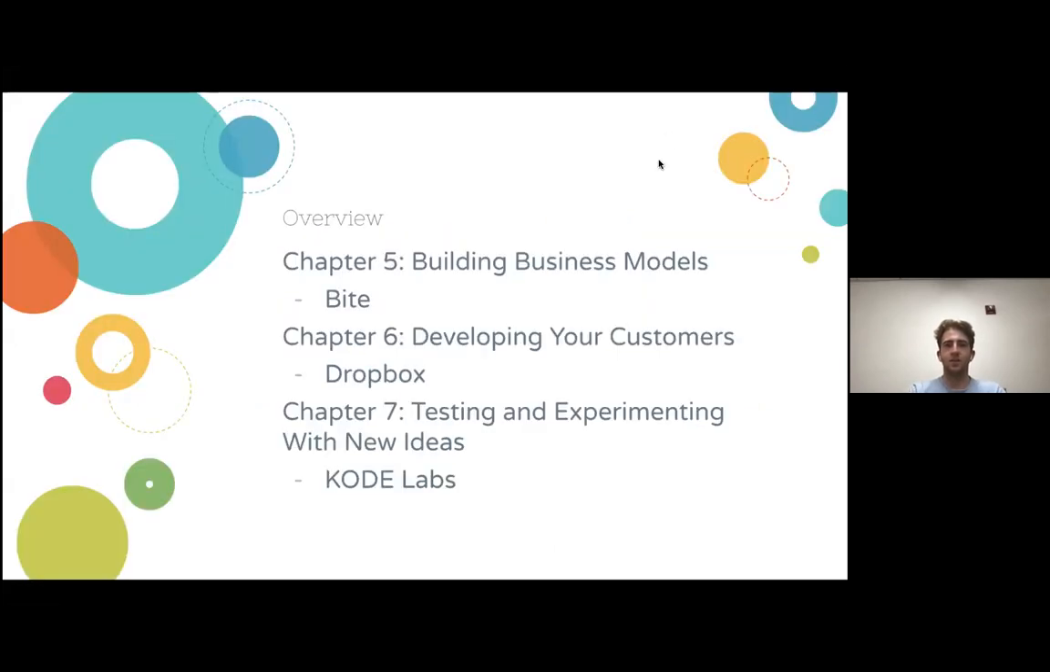We will be taking a closer look at leading and real life examples to relate to the 3 chapters. In chapter 5, we're looking at Byte, chapter 6, Dropbox, and chapter 7, Cody Labs. These 3 examples will provide a clear illustration of the concepts that we discuss in the chapters.